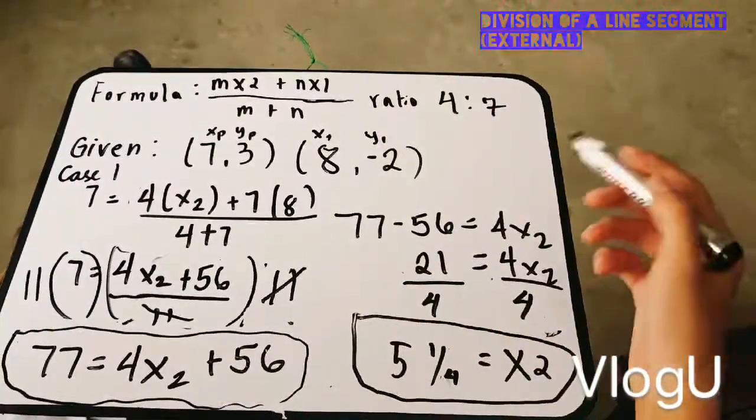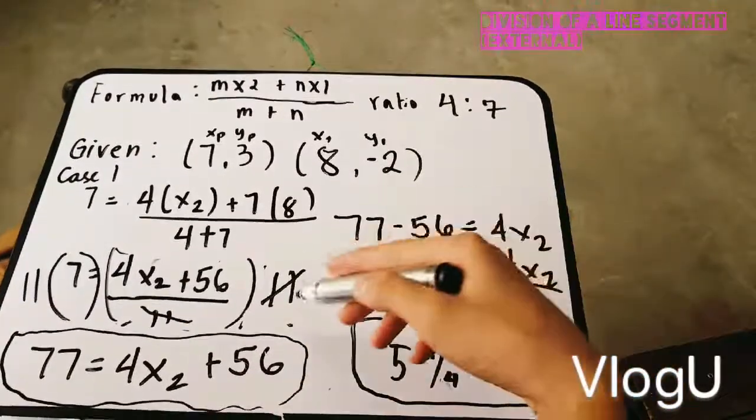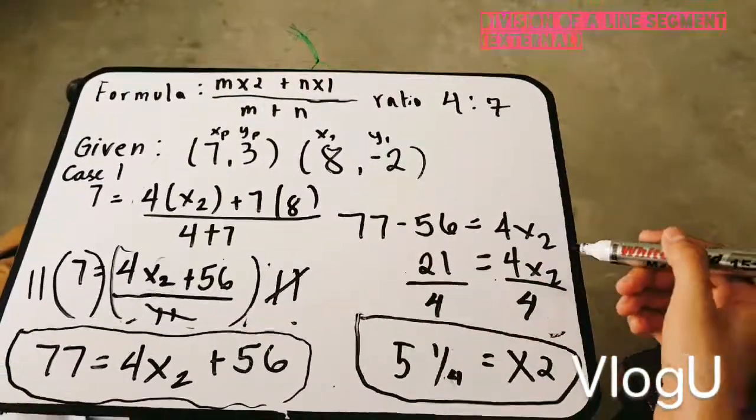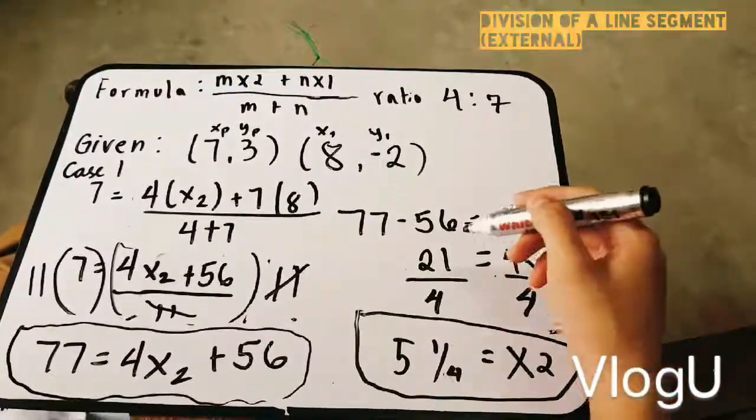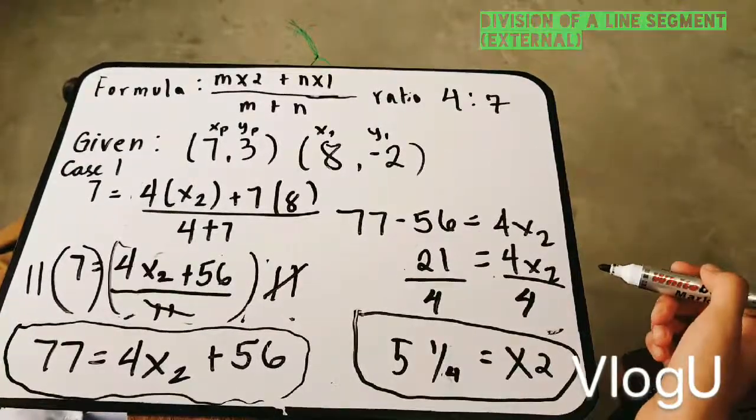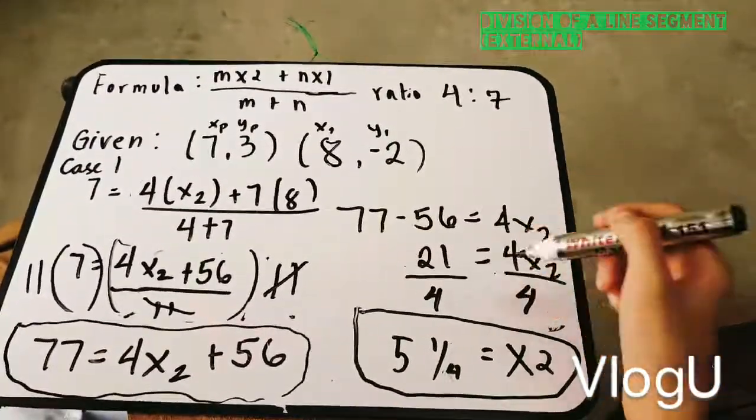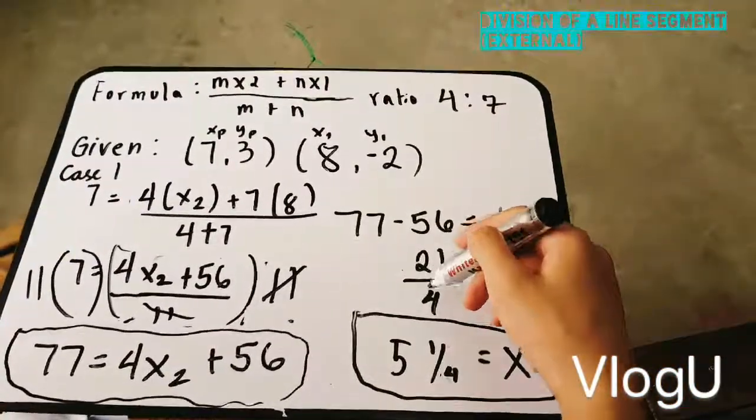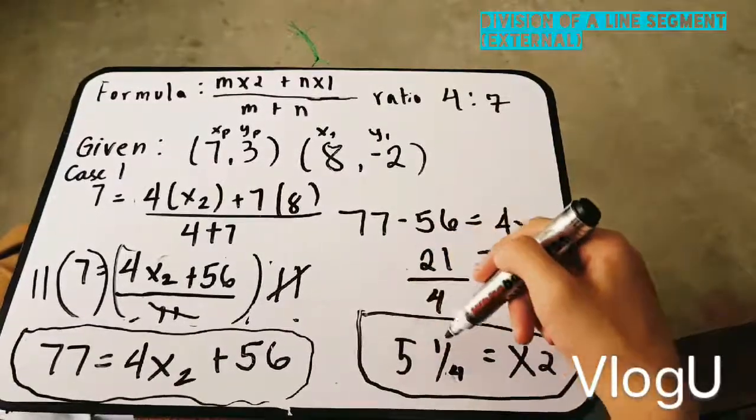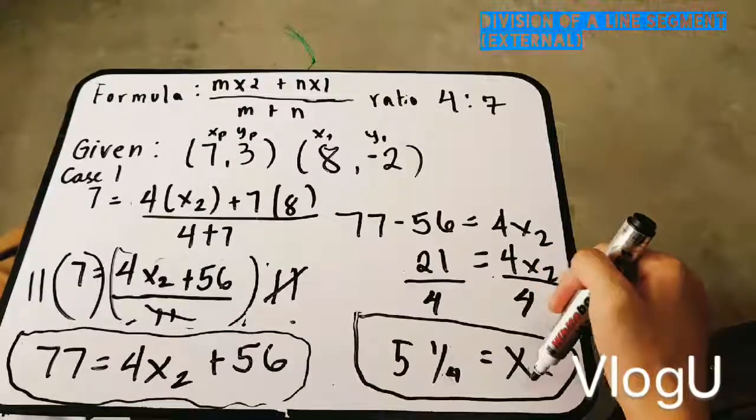Moving on, we will transpose 56 in front of 4x of 2 to get 21, and now 21 equals 4x of 2. We will divide both sides by 4 to remove the 4. 21 divided by 4 is 5 and 1/4, and 4x of 2 divided by 4 is x of 2.